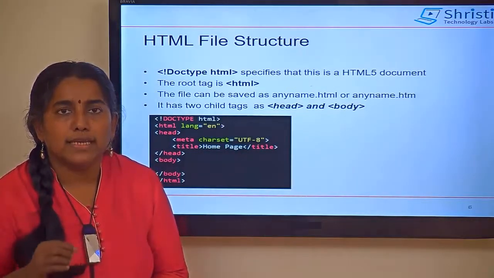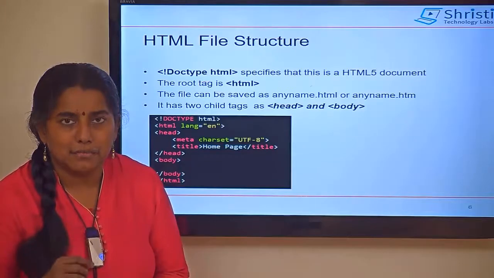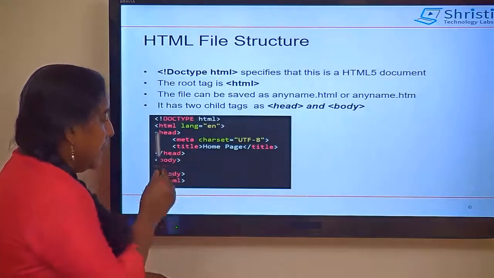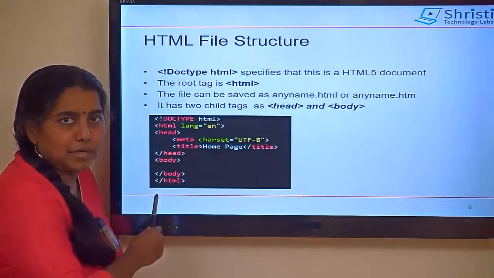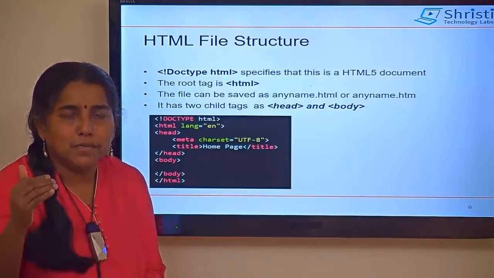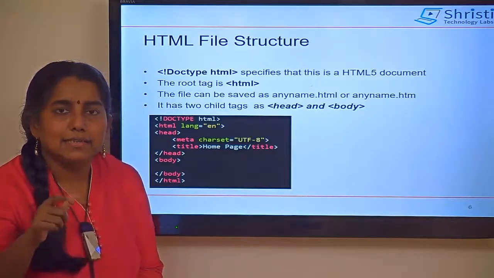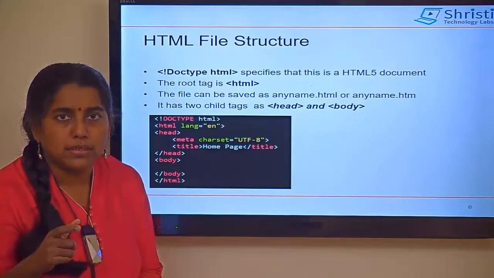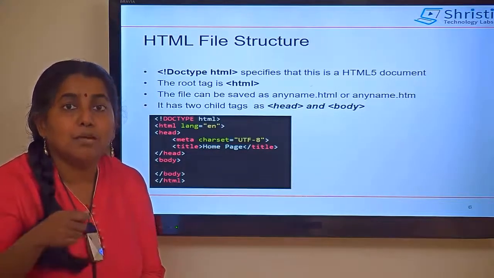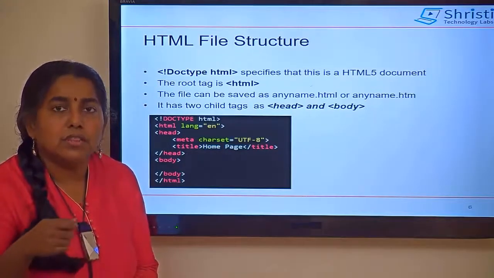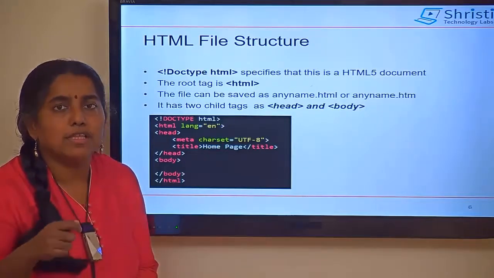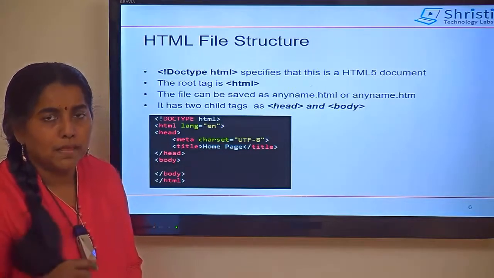The root tag for any HTML document is HTML. I have started the HTML page with <html> and I am ending it with </html>. Above this HTML, I have got doctype HTML. This line indicates that this is an HTML5 document. This is to inform the browser that you are using the HTML5 version, so the tags like audio and video are supported. This is only for the indication to the browser.